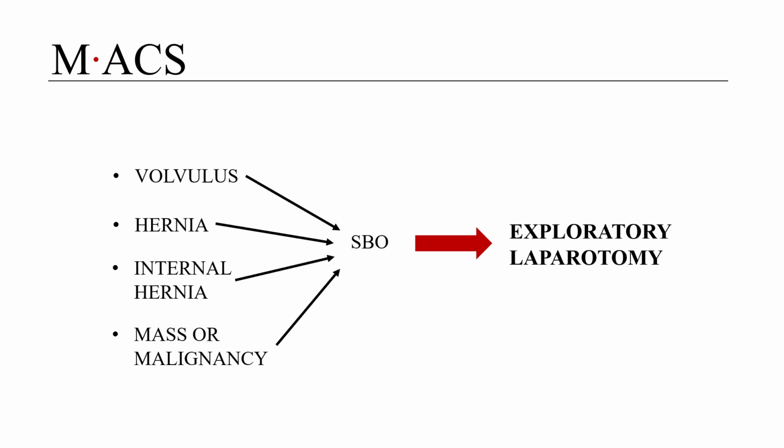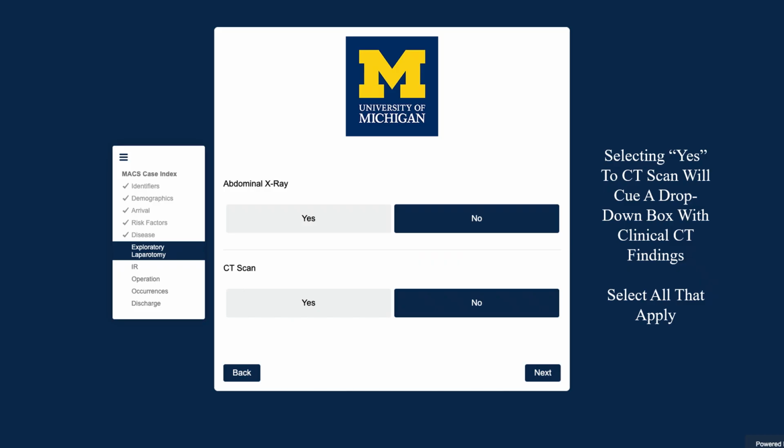The Exploratory Laparotomy tab. If the patient had an emergent exploratory laparotomy to manage a small bowel obstruction caused by volvulus, hernia, internal hernia, or mass or malignancy, please select Exploratory Laparotomy for the Disease tab, not small bowel. There is a more detailed explanation of this in the data dictionary. The Exploratory Laparotomy tab also begins with abstracting diagnostic imaging. If you select Yes to a CT scan, a drop-down box will appear, allowing you to record any additional findings.